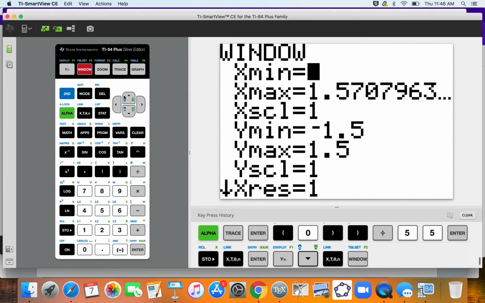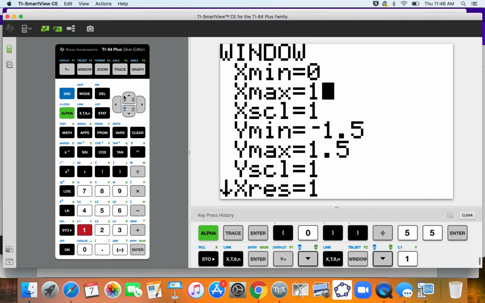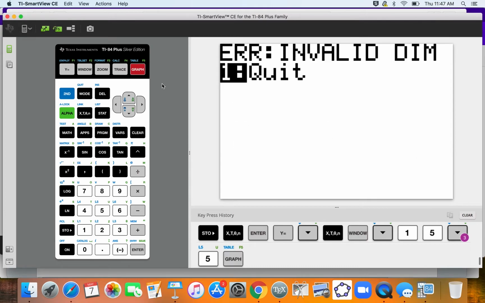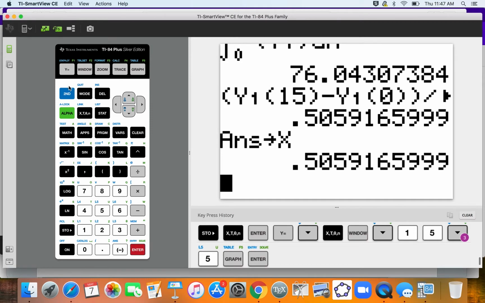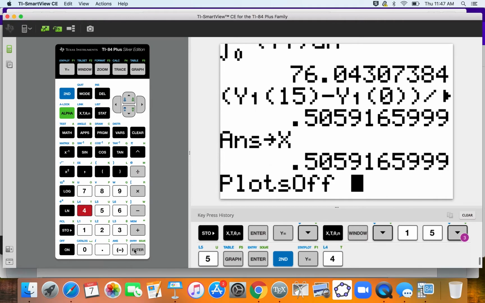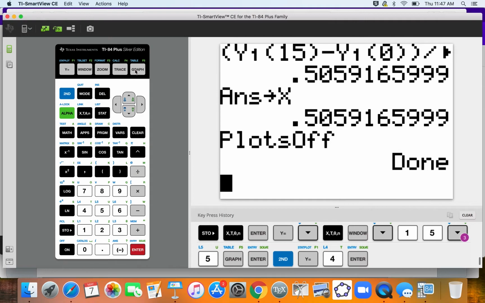And I'm going to adjust my window. I only need to see between 0 and 15. And natural log gets big really, really slowly, so let's just go negative 1.5 to 5. Hopefully that'll be a decent window. Oh no. Invalid dimension probably means I have a stat plot turned on, which I do. Let me turn those off. Okay, now let's graph it.